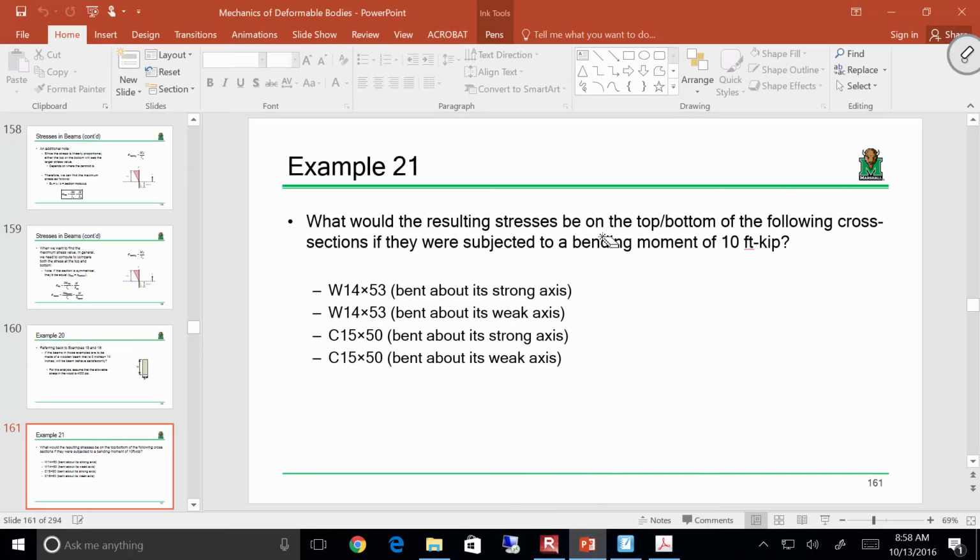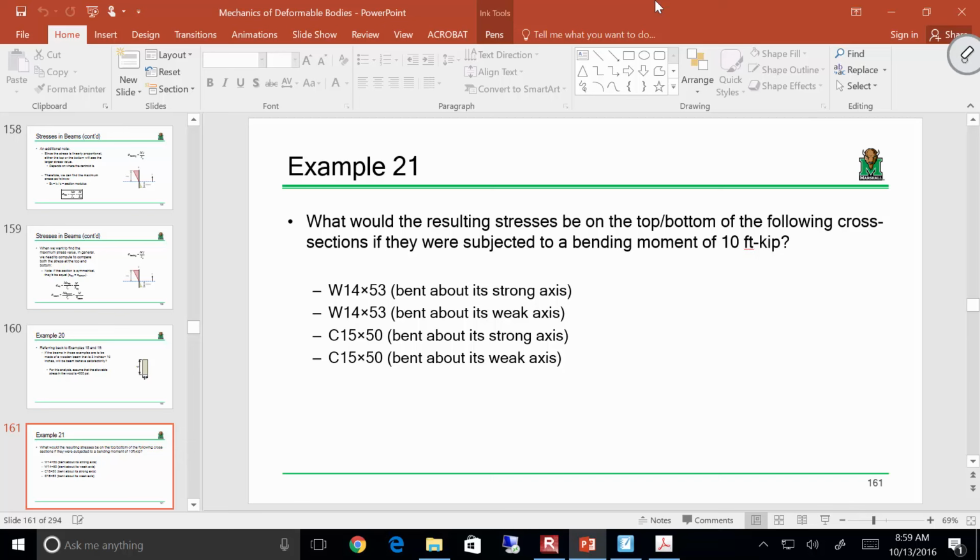Okay. So, what I'm trying to figure out is this. I've got a bending moment of 10 foot kips, and it's being applied to these various cross sections. I want to determine what the stresses would be. So, I've got a W14 by 53, but it's being bent about both the strong axis and the weak axis. So if I take that same moment and bend it about the strong axis versus bending about the weak axis, what's the ultimate stresses? And also, I want to look at a C15 by 50.